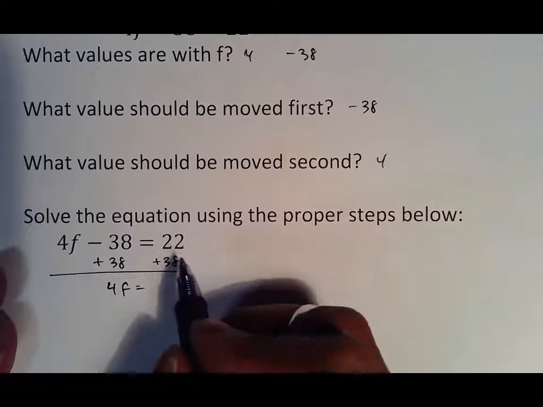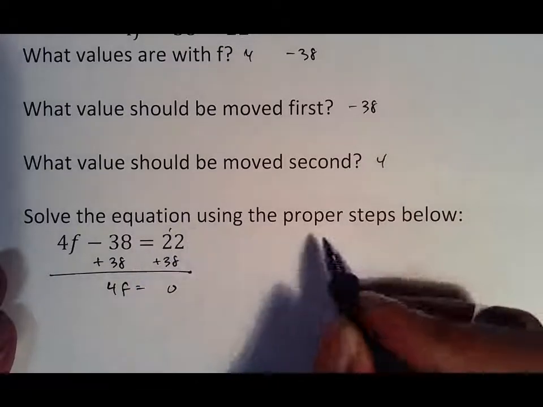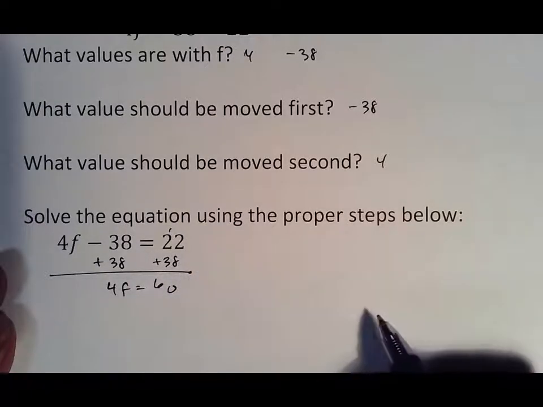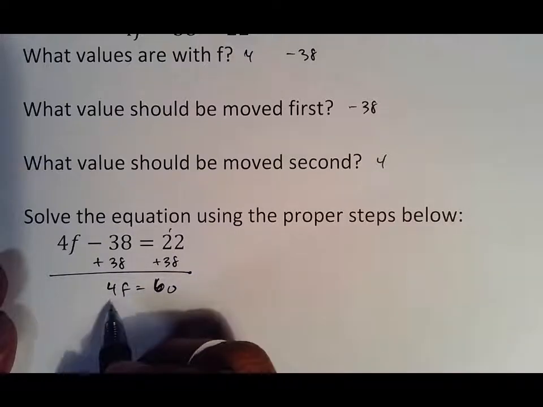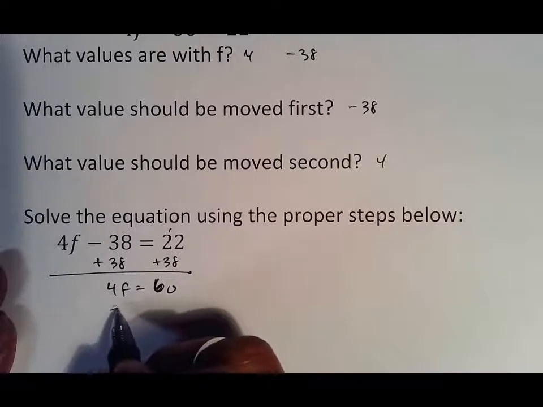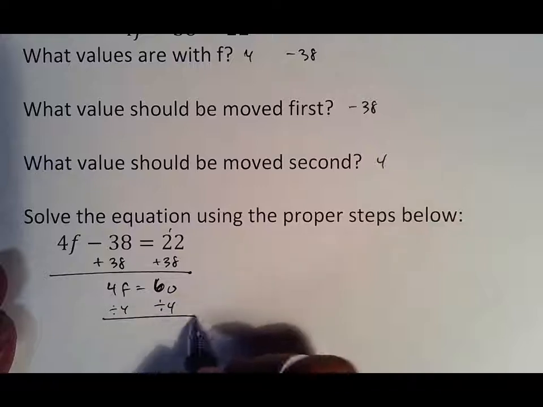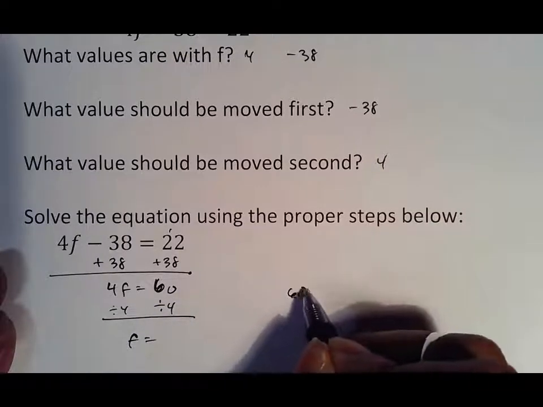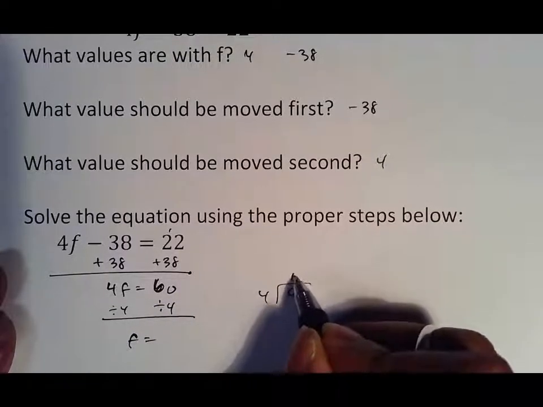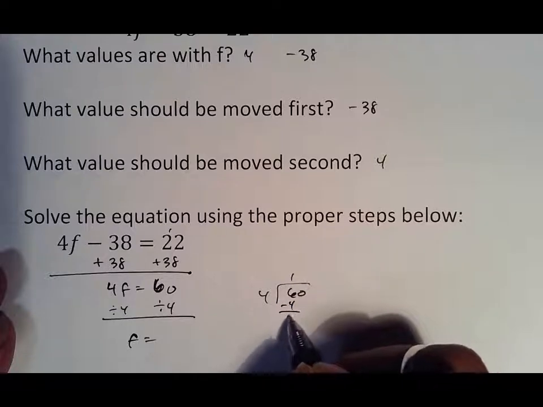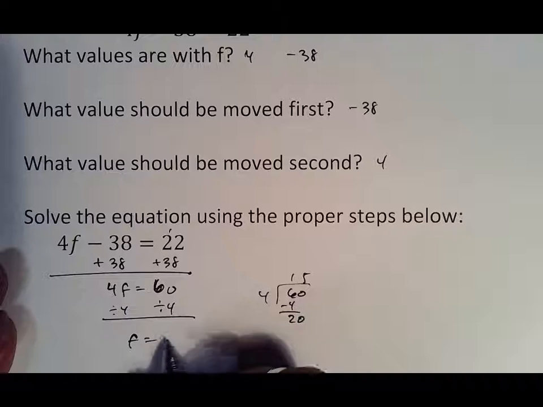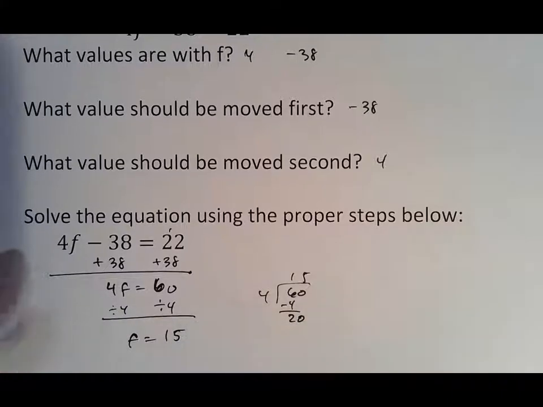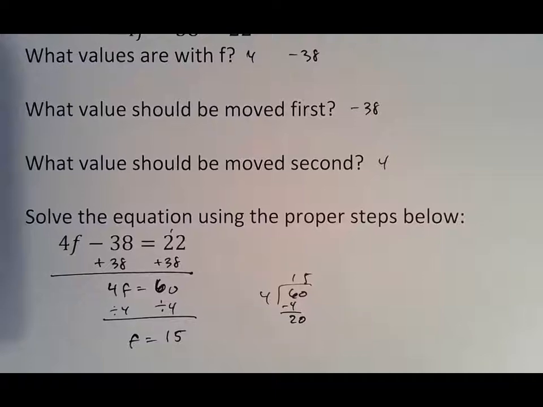4f comes down. 2 plus 8 is 10, carry the 1. 3 plus 3 is 6. So 4f equals 60. Now if that's 4 times f, we have to divide by 4, divided by 4. 4 goes into 6 once. Remember, you multiply and subtract and then bring down the next number. 4 goes into 20 5 times perfectly, so f is 15. That's all.